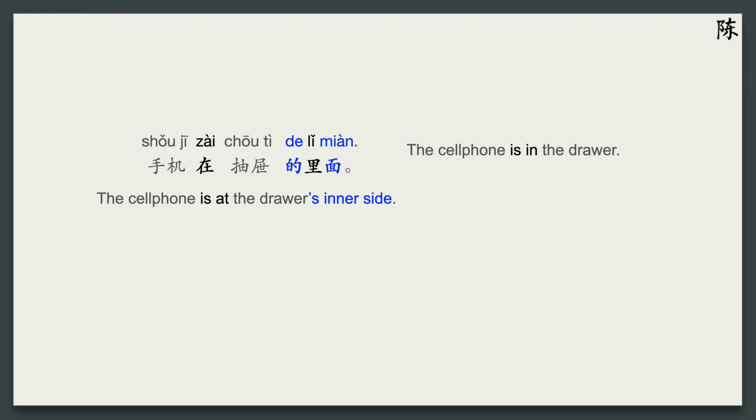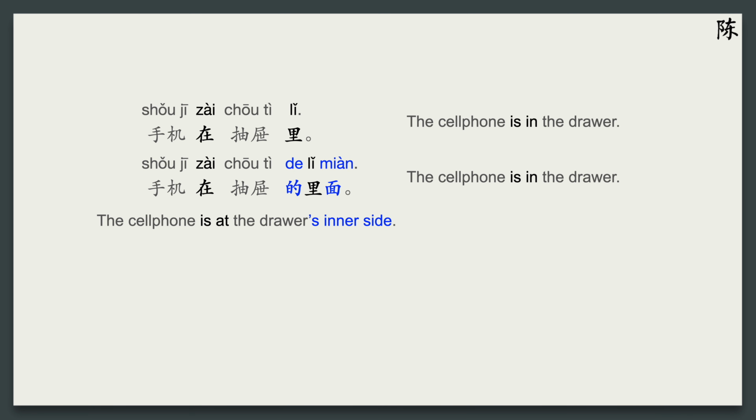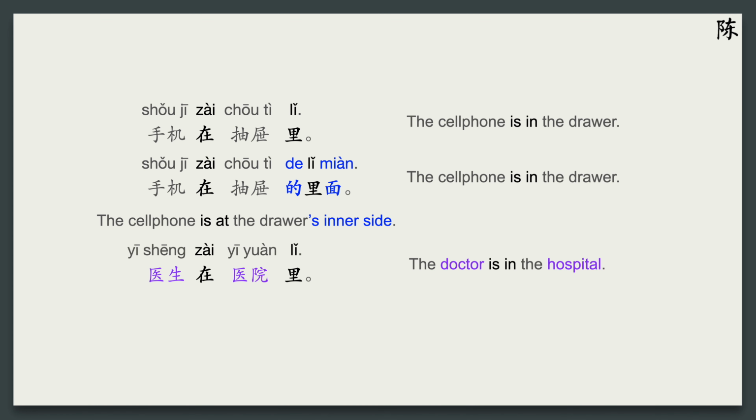Why can the character 的 be omitted? I'll explain it later in detail in the next lesson. 里 and 里面 somehow mean the same thing. That's why we can omit 面. So the sentence becomes what we saw in the beginning. Let's change the subject and the location, like this one. 医生在医院里. The doctor is in the hospital. In this sentence, 的 and 面 also have been omitted.